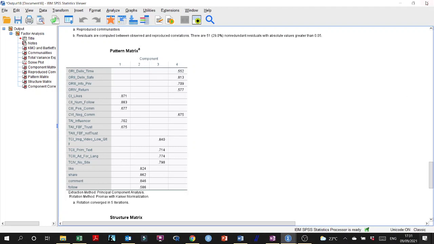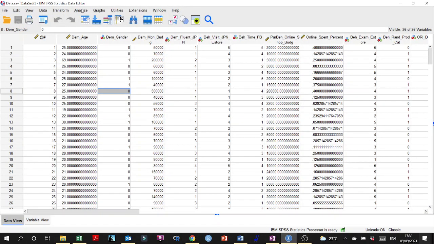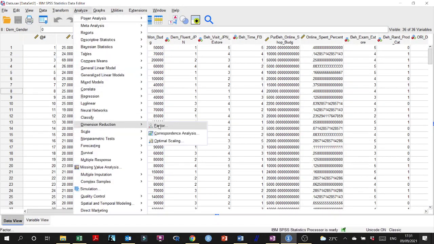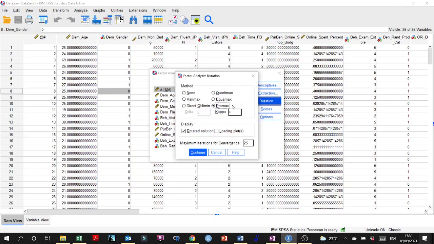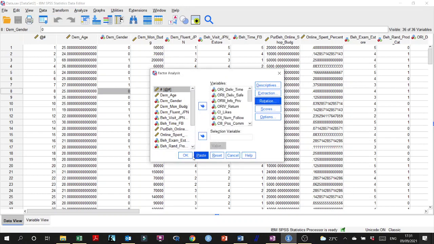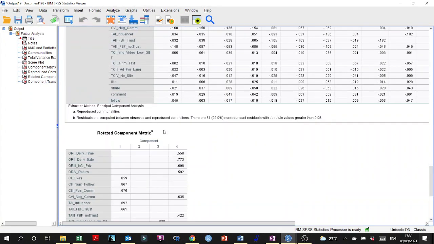Okay, how about I try a different method? First thing you need to do, other than giving up, is to try a different method of rotation. The second very popular method is varimax. The varimax method may give me what I want, what I think I should get.